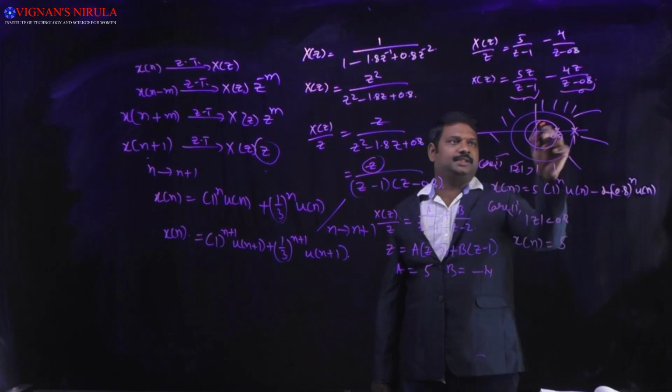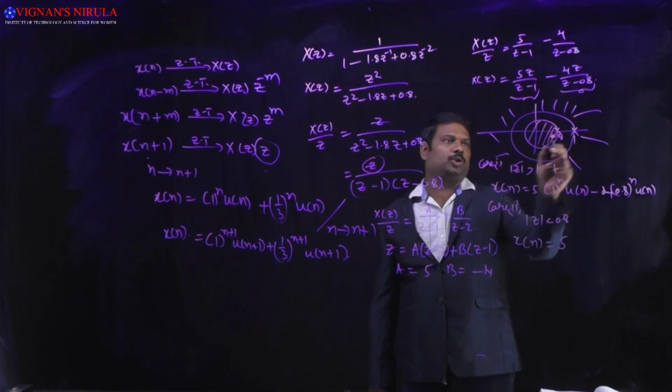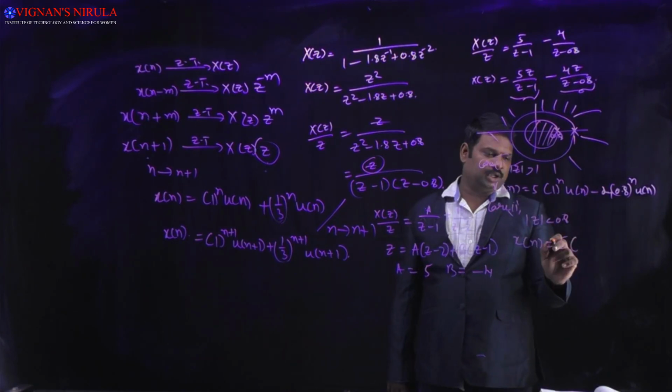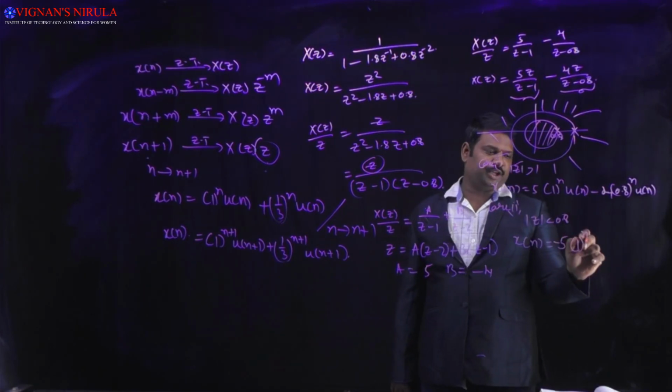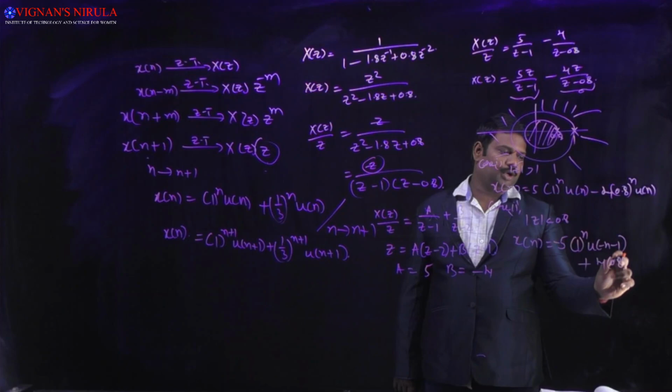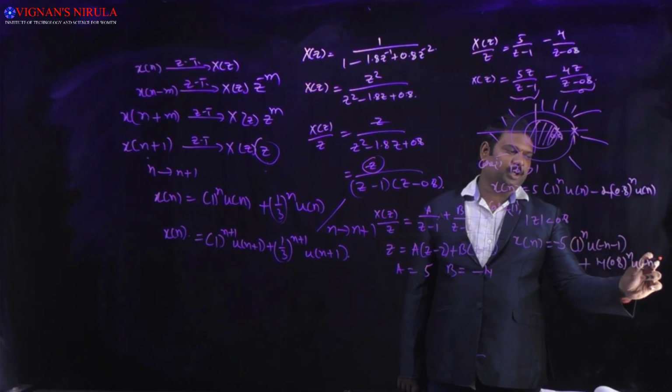if it is less than, looking at the poles, they will be inside. That's why we need to take the non-causal sequence. That's minus 1 power n u of minus n minus 1 plus 4 into 0.8 whole power n u of minus n minus 1.